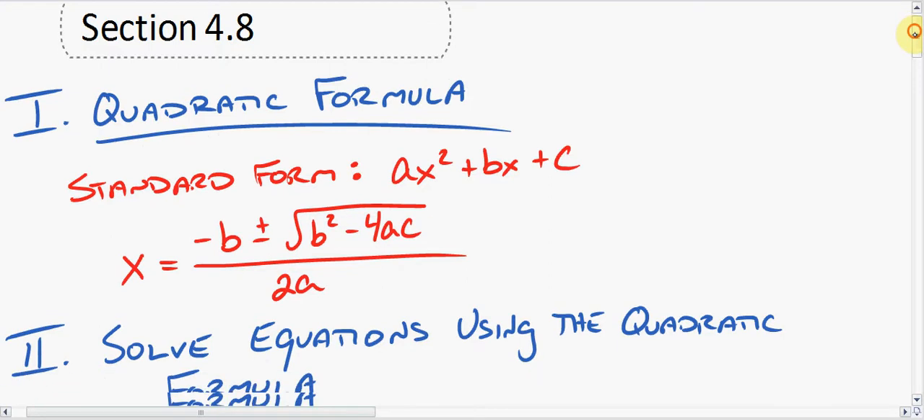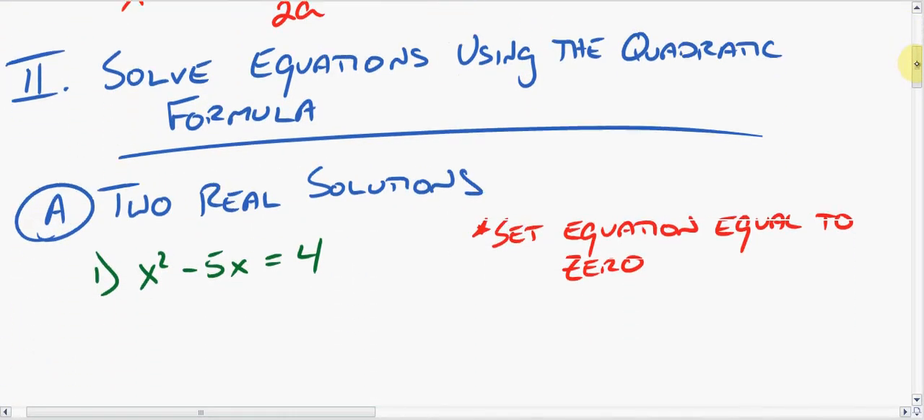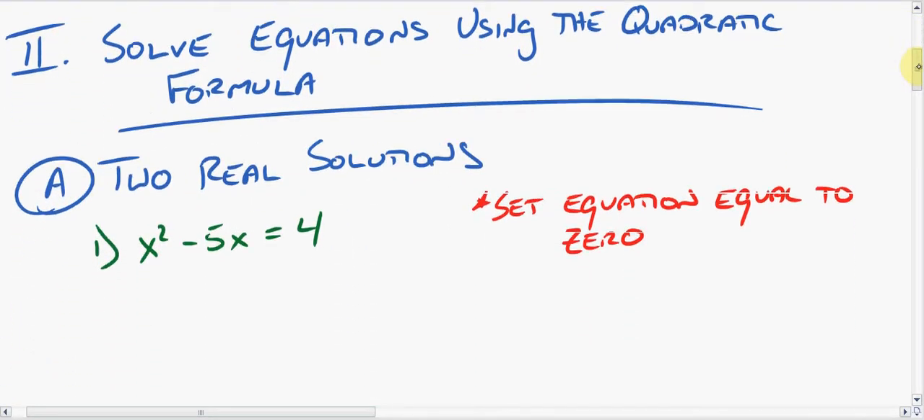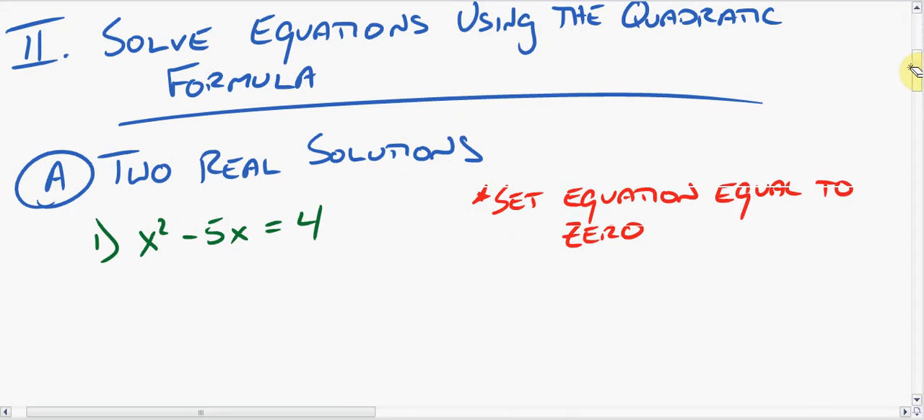So first thing which we're going to do is we're going to come down and we are going to use the quadratic formula to solve equations, and we're going to find two real solutions. Alright, and so what that means is the parabola is going to cross the x-axis in two spots. So we've got a little note written down here in red which says we want to make sure we set our equation equal to 0.